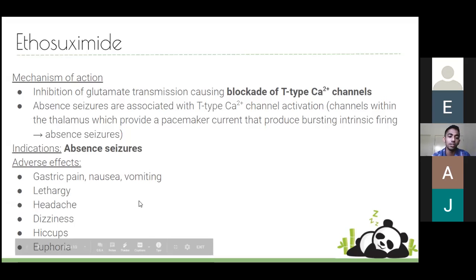And we get a whole bunch of different side effects. Again, this is a common exam question. What is the most commonly used drug in absence seizures? Answer is ethosuximide.